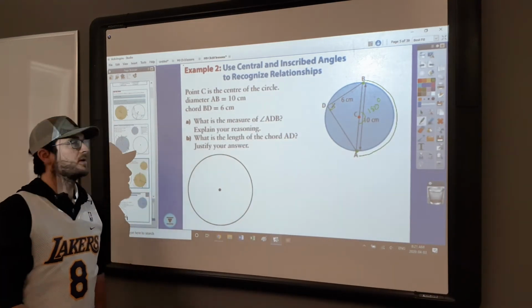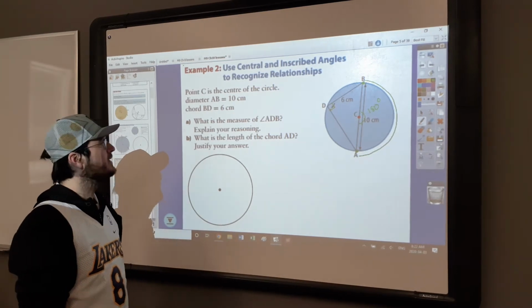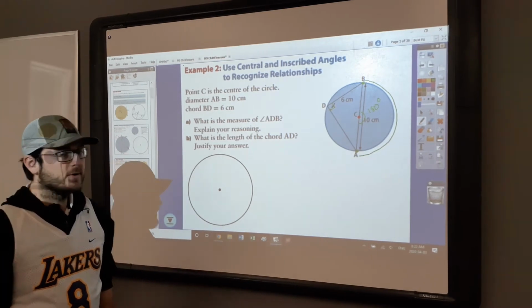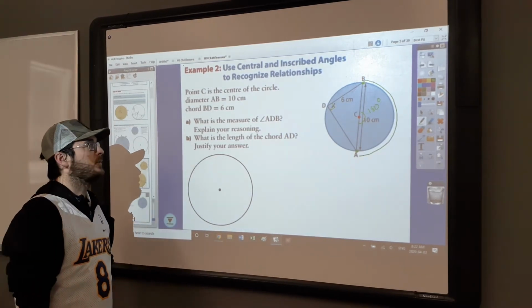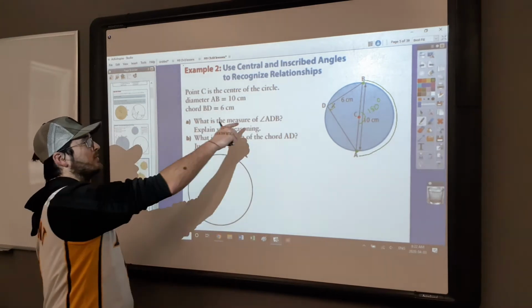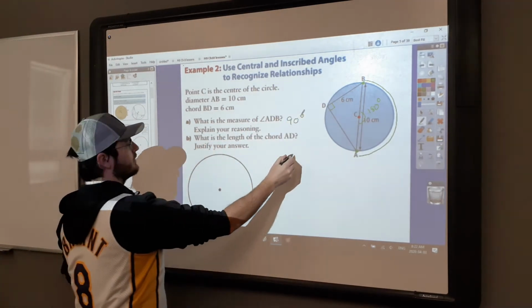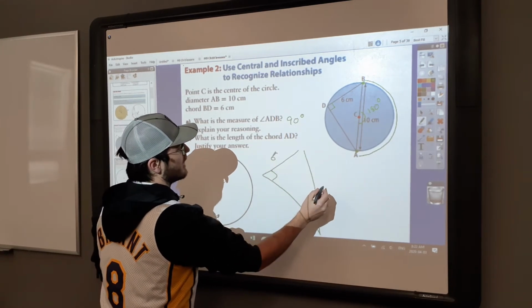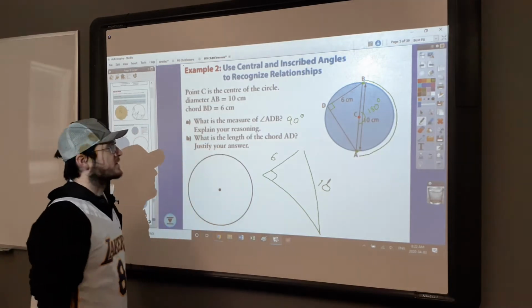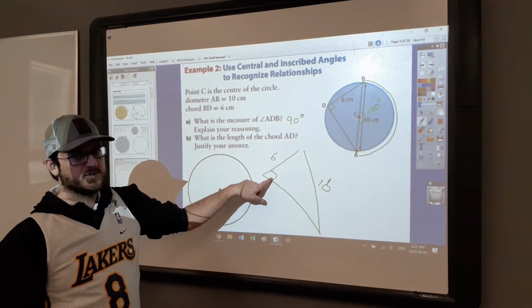And we learned something about 90-degree triangles back in grade 8. We know that there's a certain theorem, the Pythagorean theorem, that we can use to solve certain triangles. So if we know this is 90 degrees, then we have for ourselves a 90-degree triangle where this is 10 and this is 6. So what's the length of chord AD? The only reason I can do this is because it's a 90-degree angle.